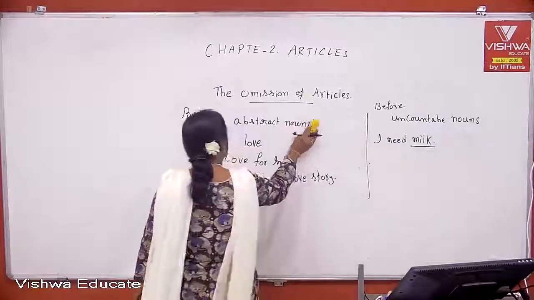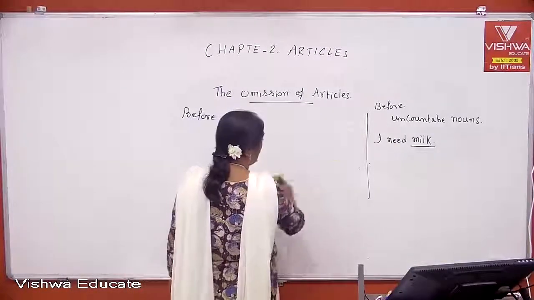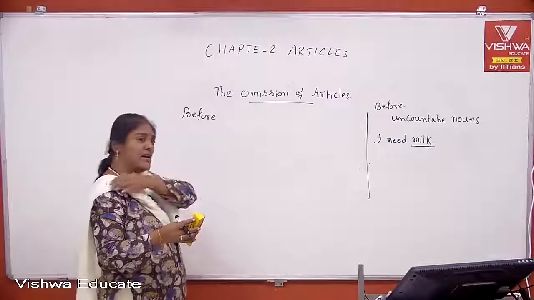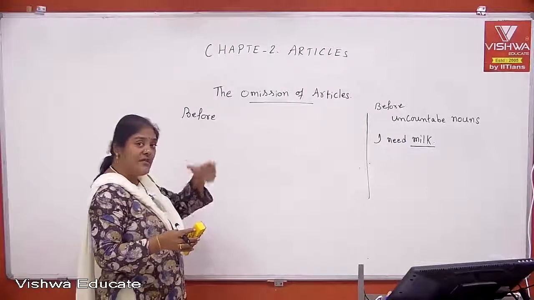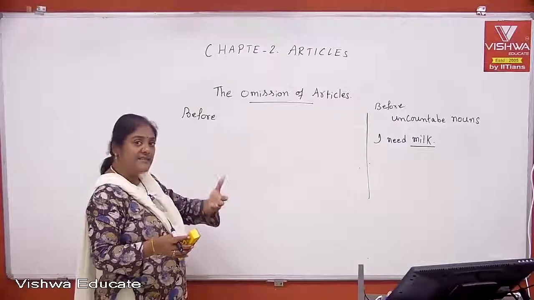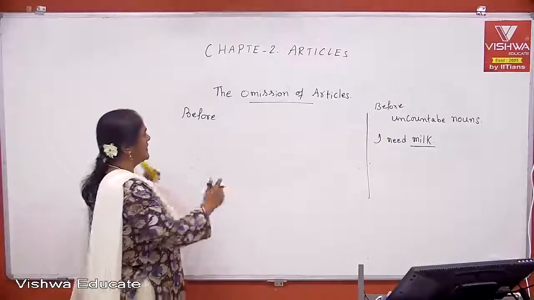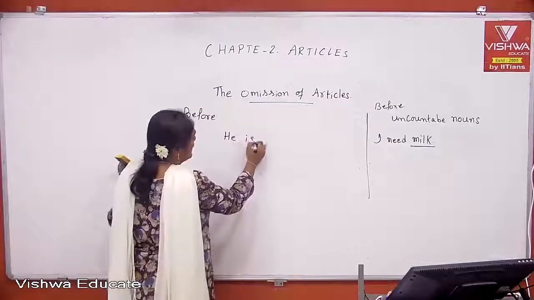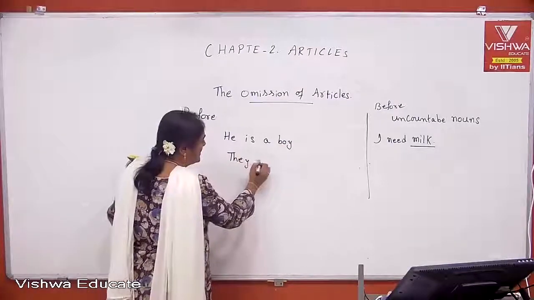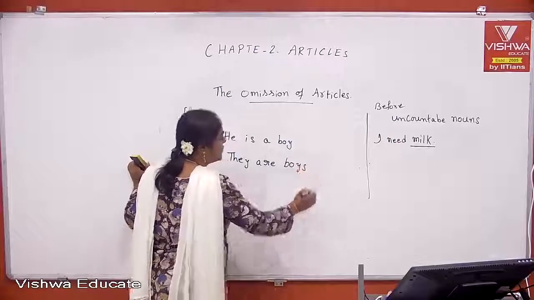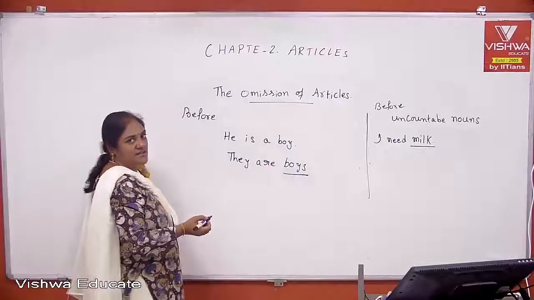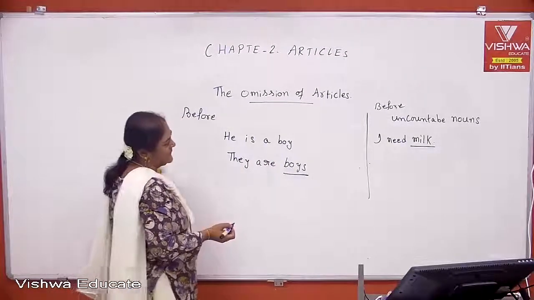Okay. Then, we do not use articles before plural countable nouns. Though they are common nouns, we use an article only when they are in singular form. We have already discussed it. So once again, I'm reminding you that if it is plural, we don't use. For example, I can say, he is a boy. But when we take plural, they are boys. So, we don't take article before plural nouns. Okay, friends?